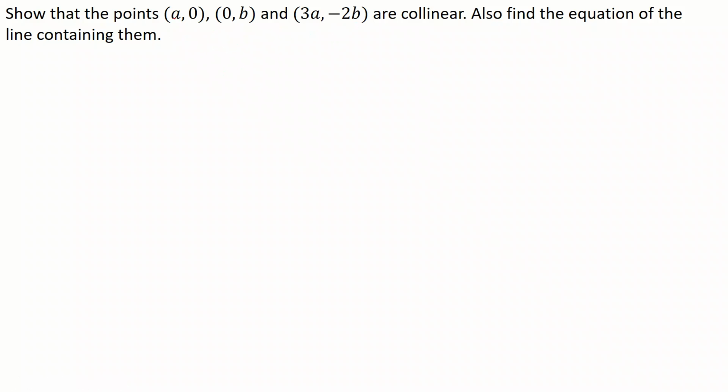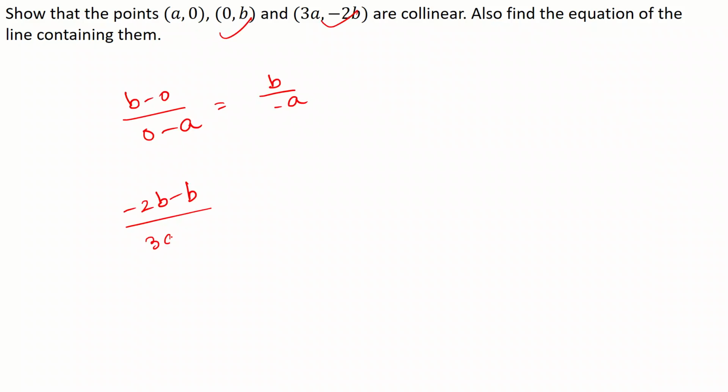So let's take these 2 points first. a comma 0 and 0 comma b, the slope is b minus 0 by 0 minus a. On simplification it gives me b by minus a. This is the slope I get on having these 2 points. And if I take these 2 points, what do I get? I get minus 2b minus b divided by 3a minus 0. This gives me minus 3b by 3a, which gives me minus b by a.